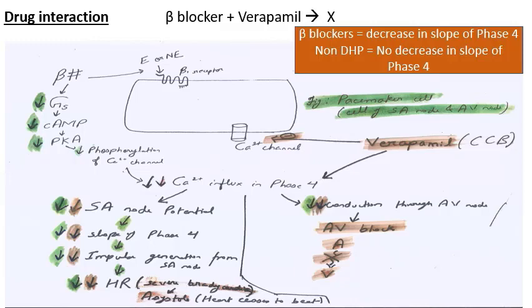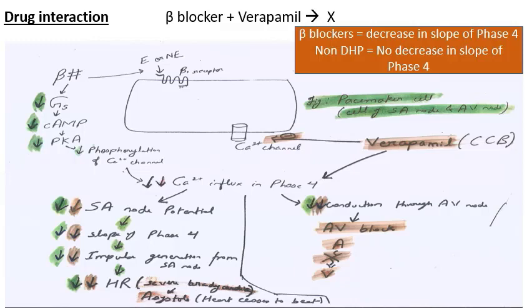In the pacemaker cell, that is the cell of SA node and the cell of AV node, on the surface we have beta 1 adrenergic receptor, which is a serpentine receptor or 7 pass receptor. So when epinephrine or norepinephrine binds with beta 1 adrenergic receptor, there is stimulation of G stimulatory protein that results in increase in cyclic AMP that causes increase in protein kinase A. So phosphorylation of calcium channel occurs, and that causes increased calcium influx in phase 4.